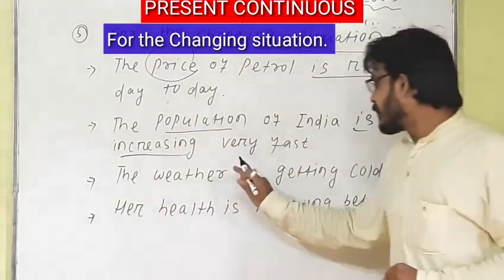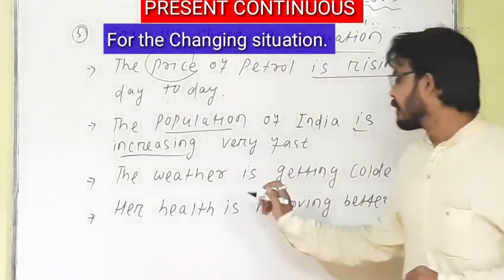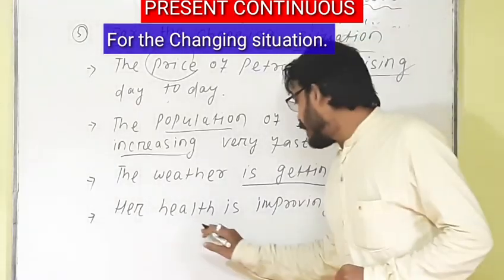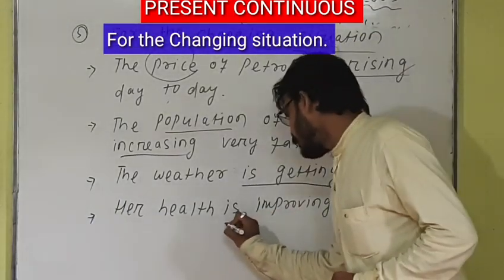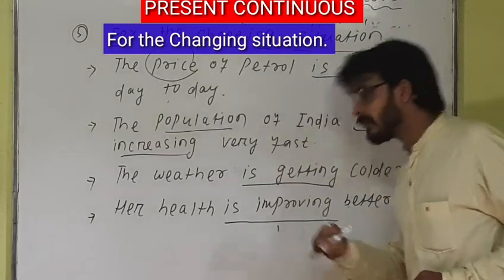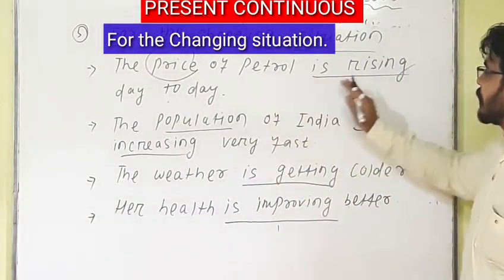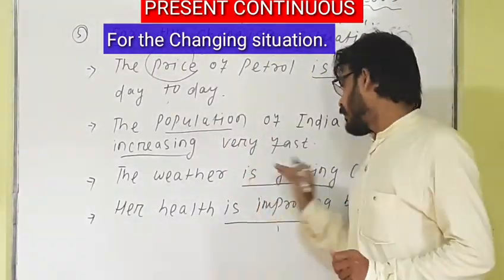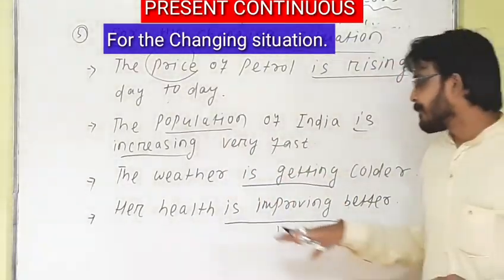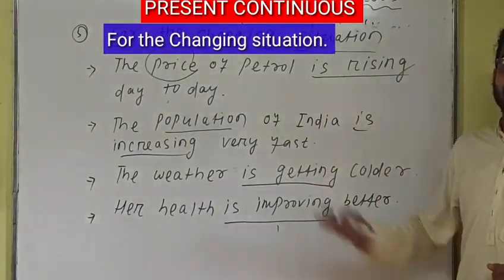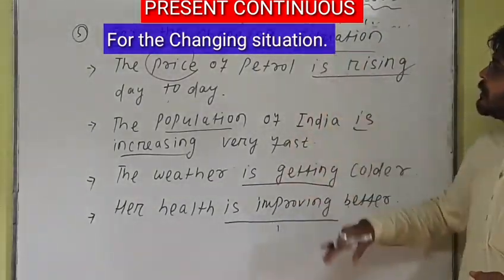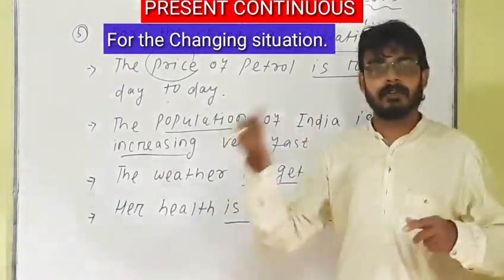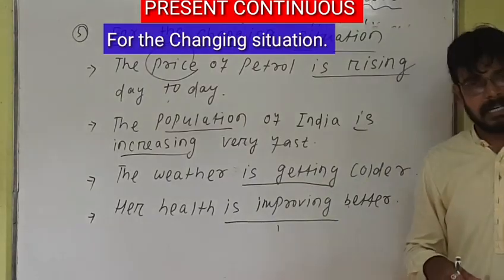Okay. The weather is getting colder. Her health is improving. That means here it is used in a positive sense. But the price of petrol is rising day to day. The population of India is increasing very fast. The weather is getting colder. Her health is improving. So we also use present continuous for a changing situation, that some changes happen if we compare to the past.